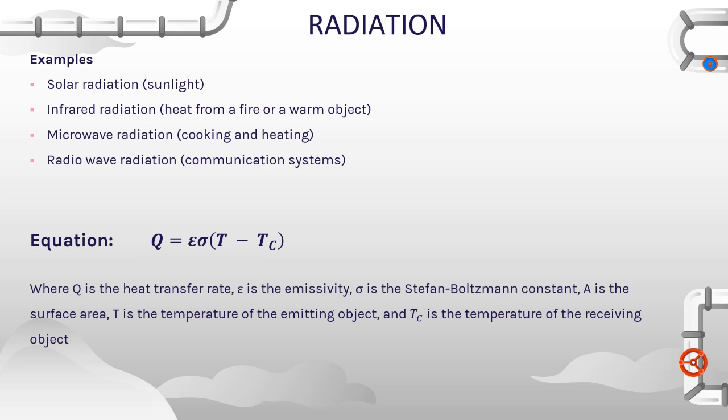The equation of heat transferred through radiation is given by Q, which is the transfer rate, equal to epsilon, which is the emissivity, and sigma, which is the Stefan-Boltzmann constant, all multiplying the difference between the temperature of the emitting object and the temperature of the receiving object.